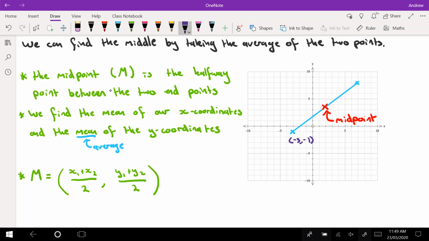So for the midpoint, it would be x1, which is -3, plus x2, which is 7, divided by 2. Does it matter which way? Doesn't matter which way, just make sure your 1s are the same and your 2s are the same. So that's always divided by 2? Always divide by 2 because you're finding the average of 2 points.